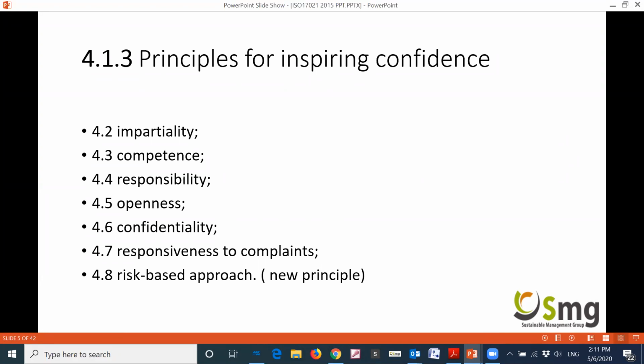Those principles are not auditable principles. It means that the accreditation body doesn't audit on principles, but every principle is already embedded in another section in the standard. Impartiality, for example, is in 5.2, which is managing impartiality; competence in section 7; responsibility in section 6. Openness and confidentiality we'll see in different sections, and the risk-based approach also in different sections. So they are already there if we want to see them.